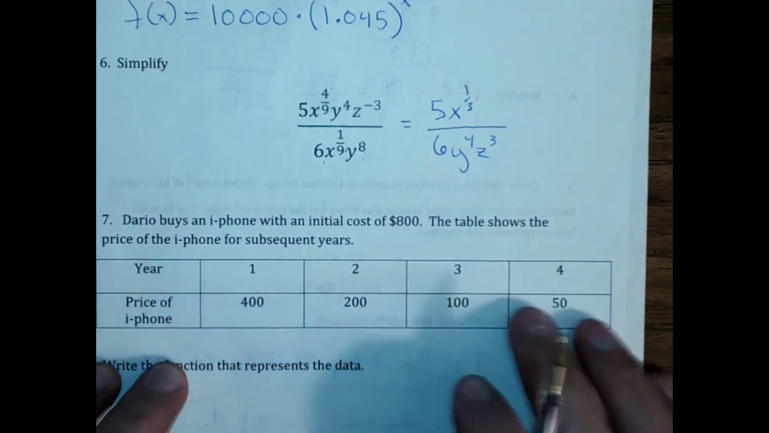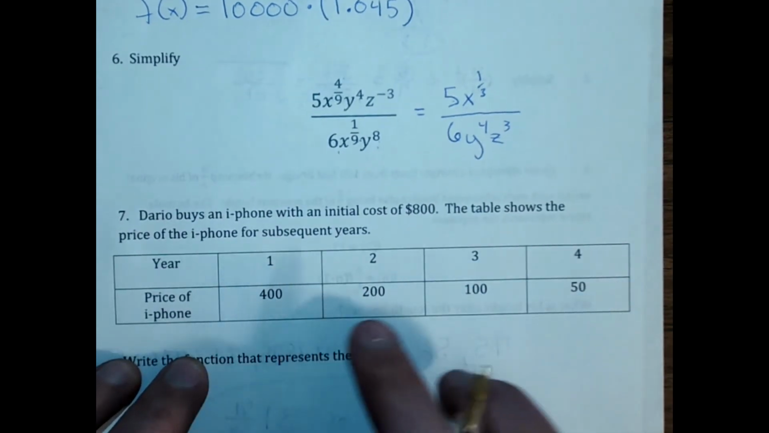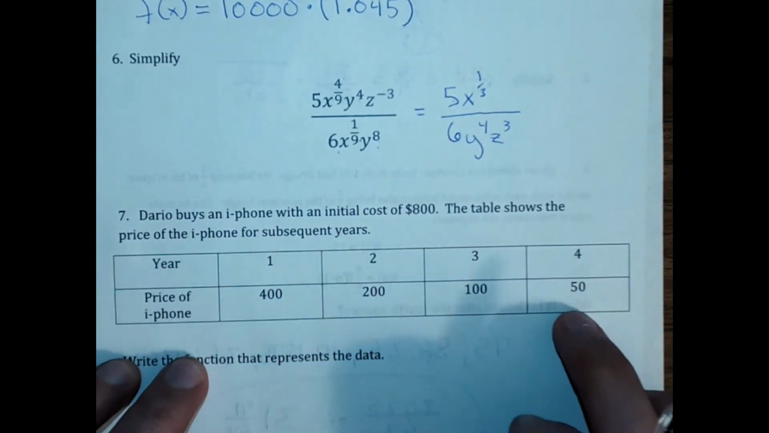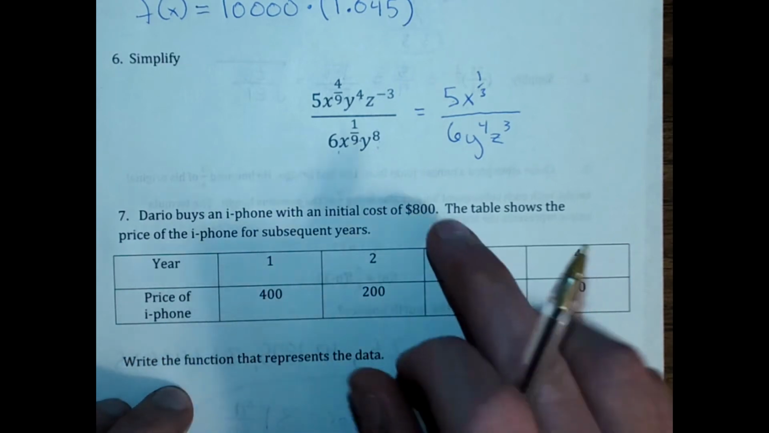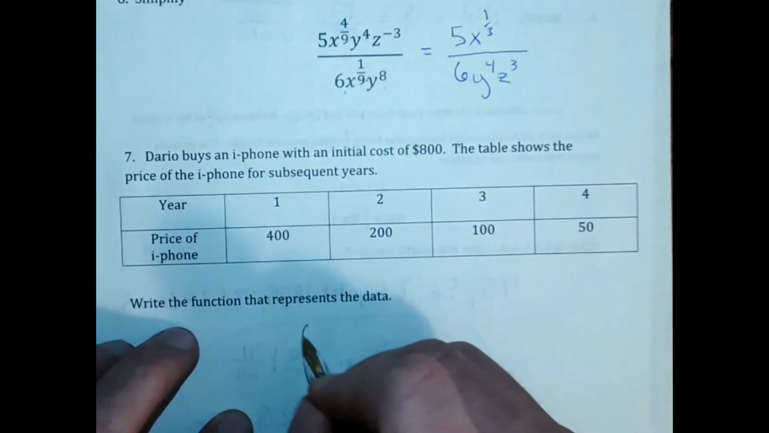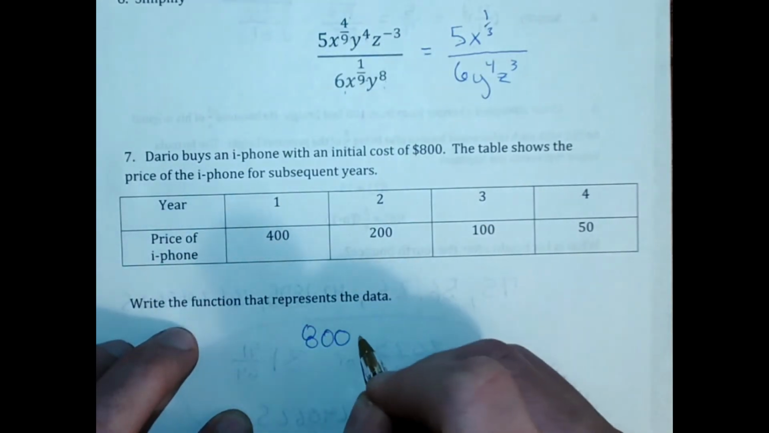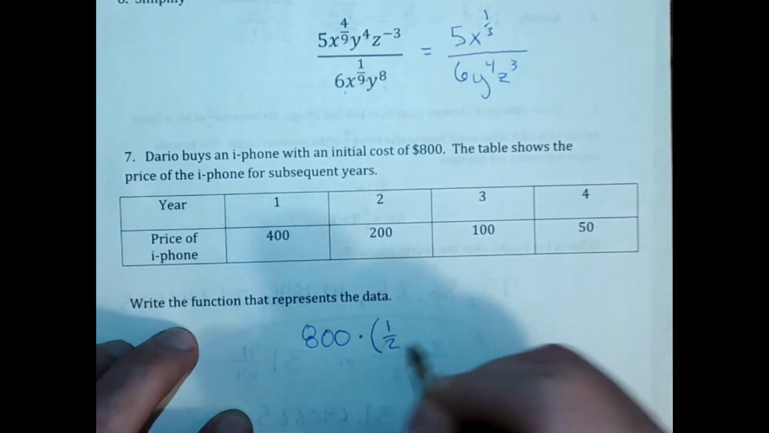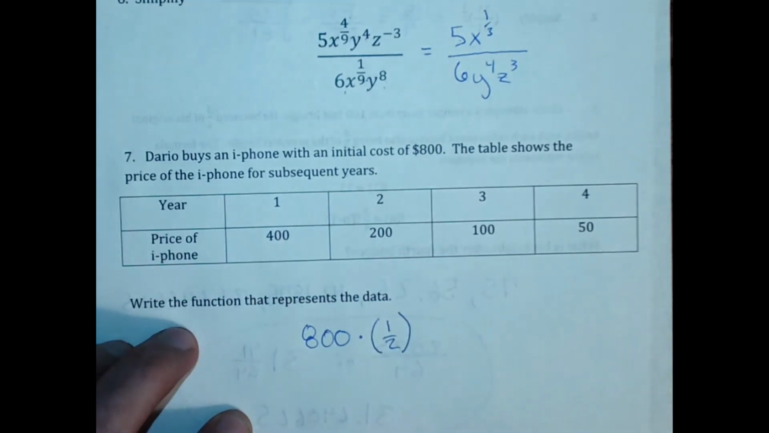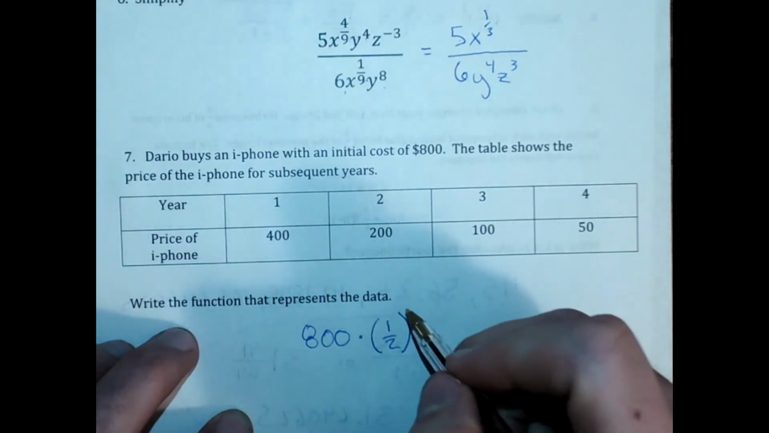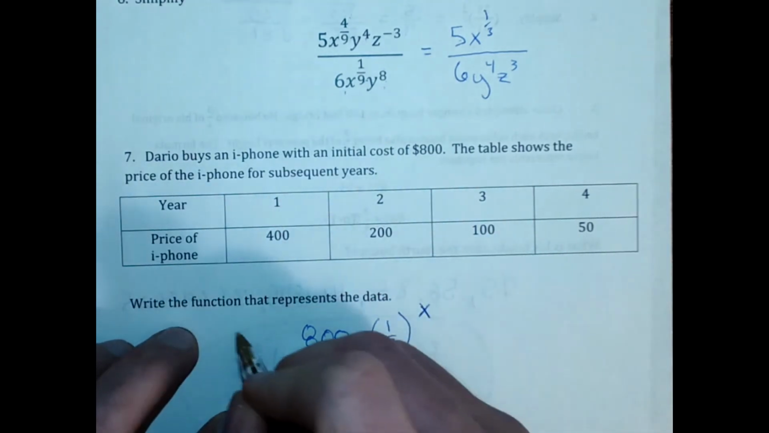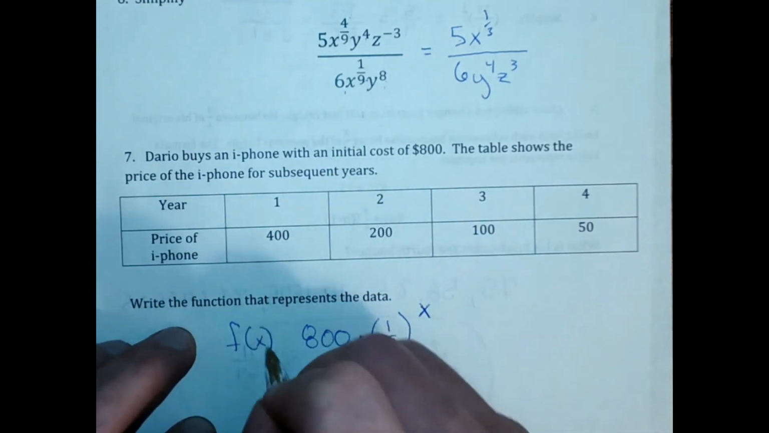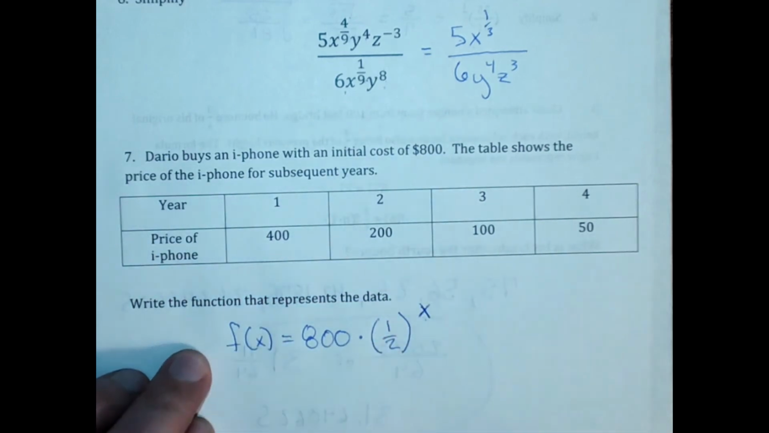When you look at this iPhone problem, it should be pretty obvious that we're losing half the value every year. So write the function that represents the data. Well, we've got our starting amount, $800. And then we're going to multiply that by 1/2. And then we're going to raise that to some power, probably the x power, or the t power, or the n power. It doesn't matter, it's a variable.